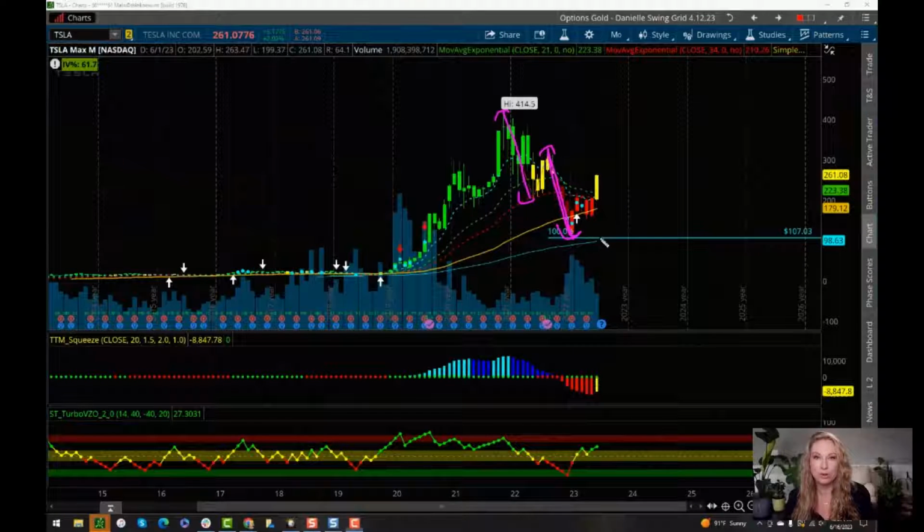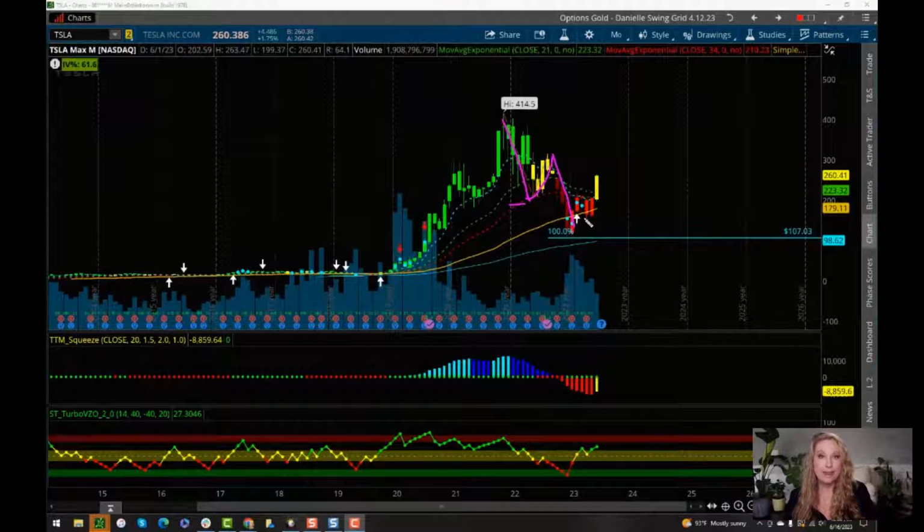And when the zone holds, what that means is that it's a valid zone. You have a symmetrical move. And so at this point, that's where you can look for a buy trigger. Now, you might say, well, but Danielle, it fell before and it rallied, but then it rolled over and died. So what about on the way up?